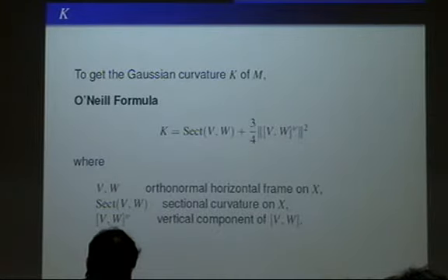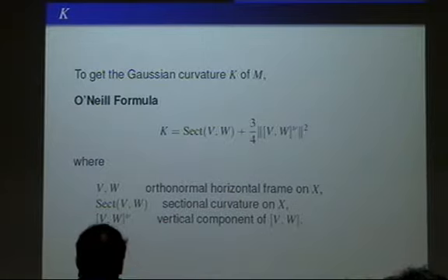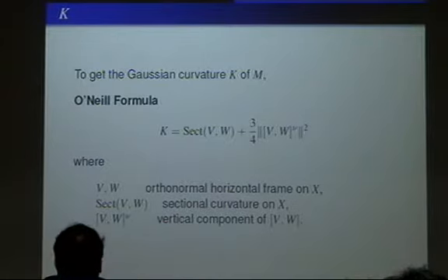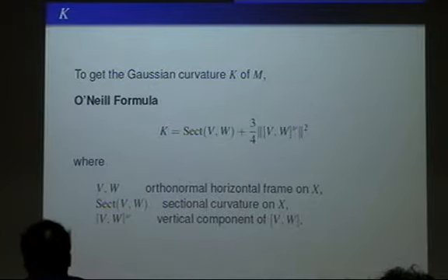Okay, here K is the Gaussian curvature of the base surface, and sect(V,W) is the sectional curvature. When we calculate the sectional curvature, it's enough to calculate on the horizontal frame on X. This notation, nu, means the normal part of this vector. So this is the normal component of the Lie bracket of V and W. Once we use this formula, we can get the Gaussian curvature very easily.